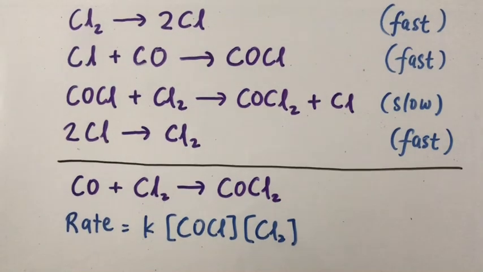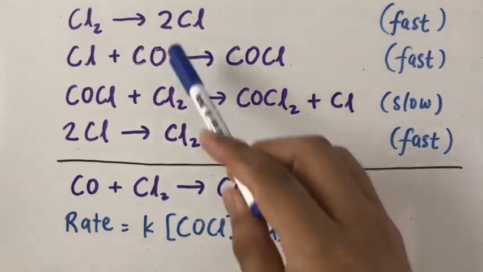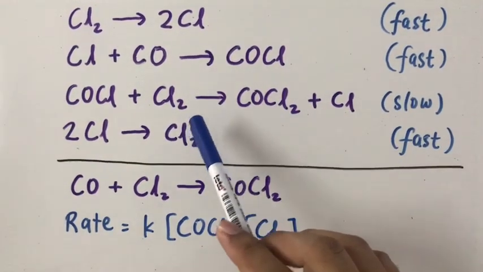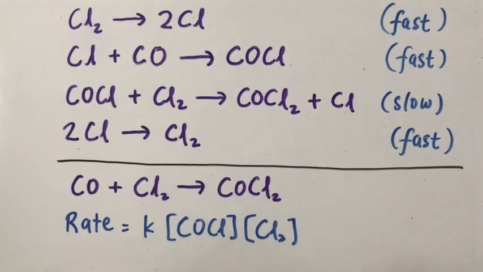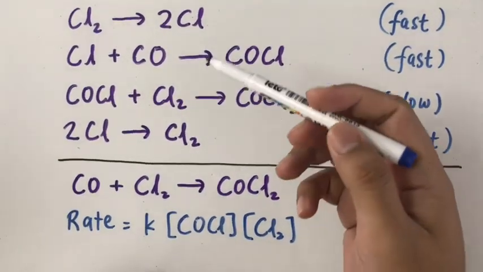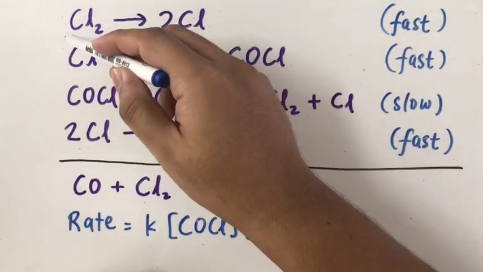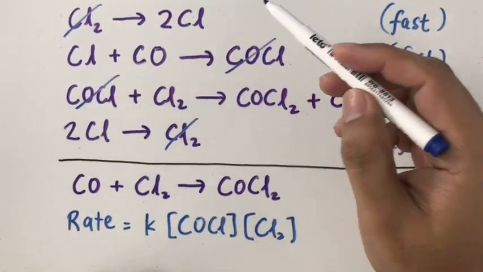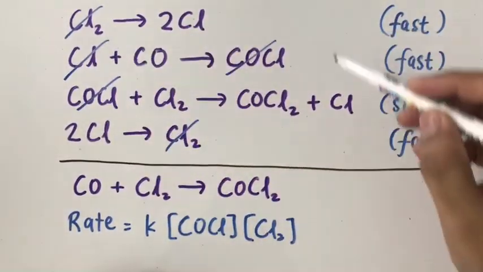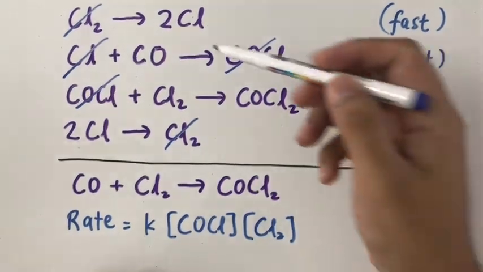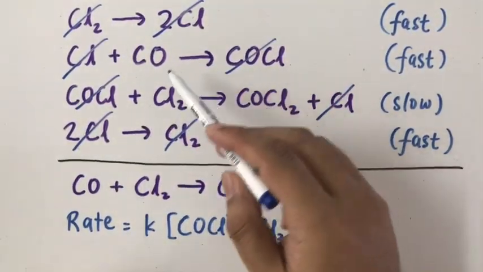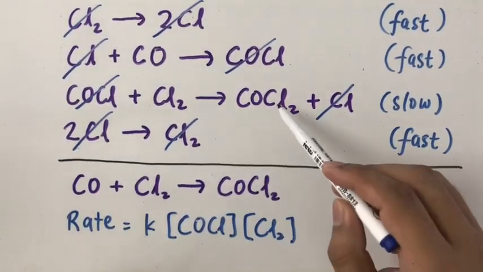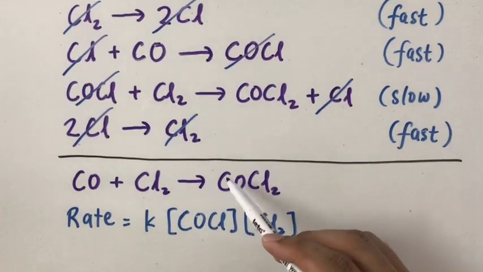Another example here, when we have 4 elementary steps, which are fast, slow, and fast reactions. So from this, we can cancel out the same compounds from both sides. The first one here, you can cancel out this Cl2 with Cl2, and COCl with COCl, and then you can also cancel out Cl with Cl, and then you can also cancel out this one. So what's left, you have here CO plus Cl2 producing COCl2. Now this is the overall reaction.